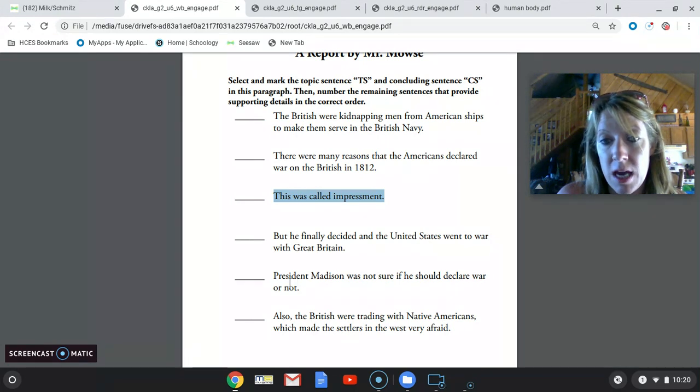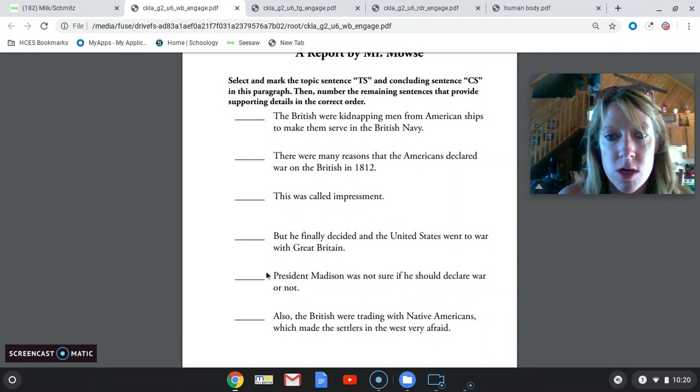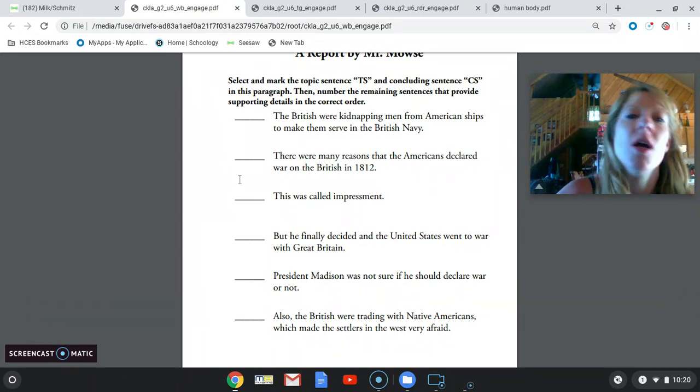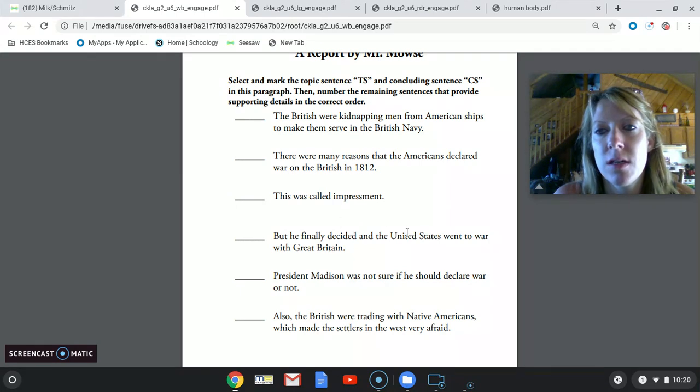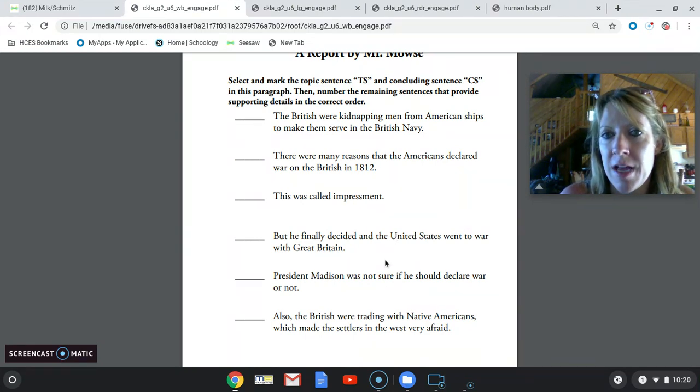And then I'm thinking we got to mention him before we talk about him. So President Madison was not sure if he should declare war or not. That would be a number 4, which would leave us with our concluding sentence, which is he finally decided and the United States went to war with Great Britain. Look at that. It flows nicely.